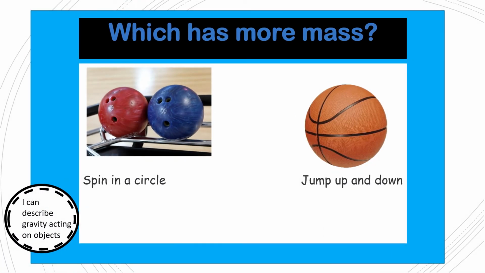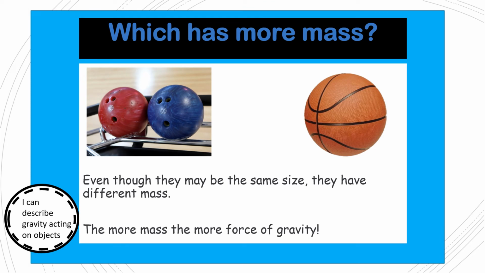There's some more. Which has more mass? You have your bowling balls and you have your basketballs. Okay, think about a bowling ball and how it spins in a circle when it's going down the lane, and then your basketball, and you're bouncing it up and down. So, which has more mass? Even though they may be the same size, they have a different mass. The more mass, the more force of gravity.